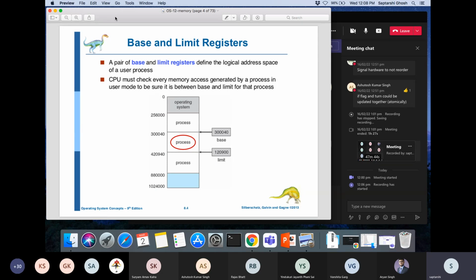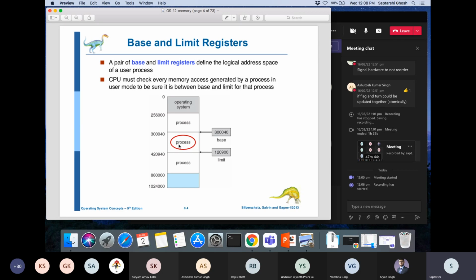For each user process, we can think that we have two registers: a base register, which contains the starting address of the part of the memory allocated to this process, and the limit register, which is the size of the memory allocated to the process. So you see the base and base plus limit, these two values here, they define the portion of the memory which this process can access, right?